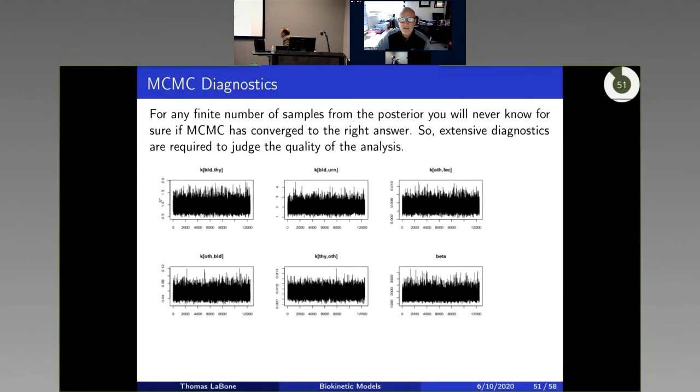When you do MCMC, for any finite number of samples that you draw from the posterior distribution, you're never going to know whether the MCMC has converged to the right answer. This is an inherent problem. The theory says that if you take an infinite number of samples, you will get the right answer. But people don't typically take an infinite number of samples. So you have to do a lot of diagnostics every time you run this to judge the quality of the analysis. These are trace plots or caterpillar plots, the type of thing you would look at that says, yes, this is mixing well, this is coming up with good estimates for these rate constants. But you have to look at all these things, and there are quite a few different diagnostics available to do this.